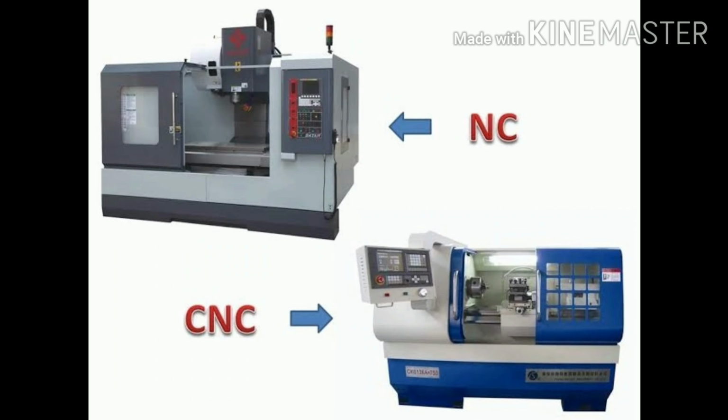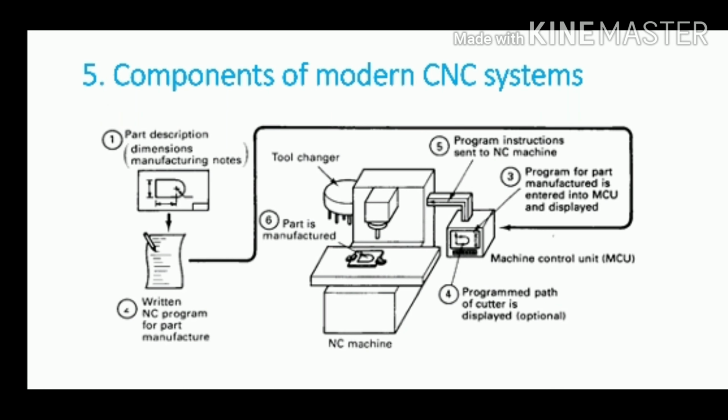Because of these many disadvantages, a modification was made in the numerical control system, and a new control system called computerized numerical control system, CNC, was established. As the name indicates, computer numerical control system. In this system, a computer is used instead of a tape reader, and the part program is directly fed with the help of a computer keyboard instead of punch tape.